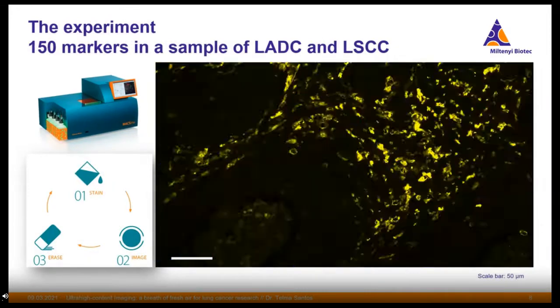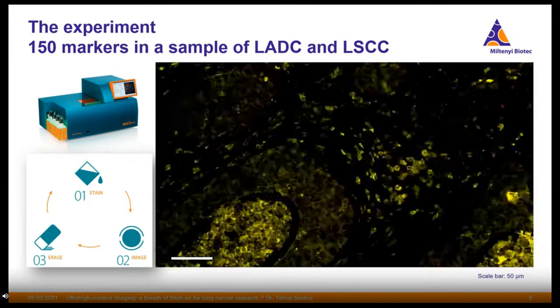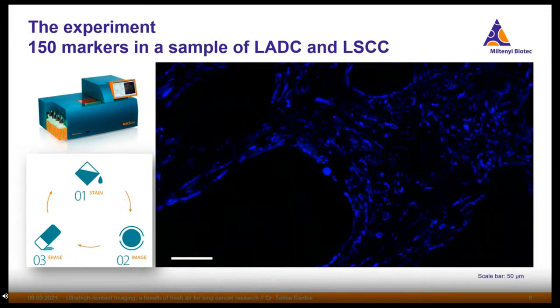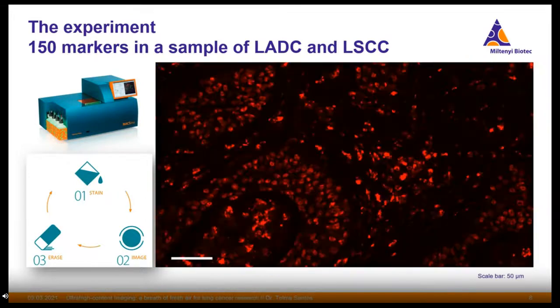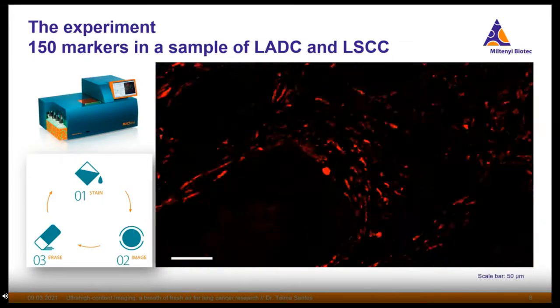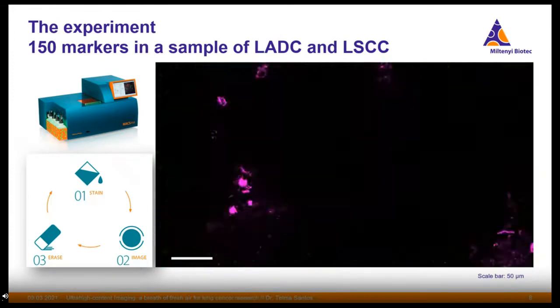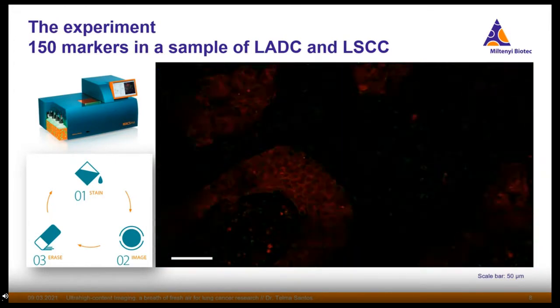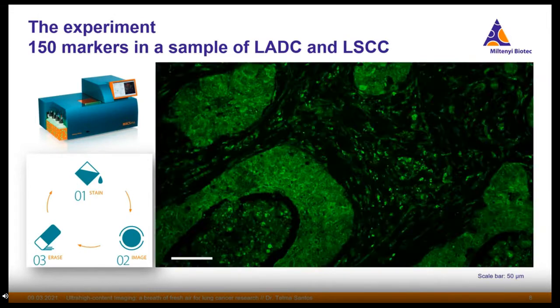This particular experiment was done by imaging more than 150 markers in a sample of lung adenocarcinoma and a sample of lung squamous cell carcinoma. And here you have a depiction of some of the markers that were used, and you can see how great it is to see so many different markers of different cells in one single sample.